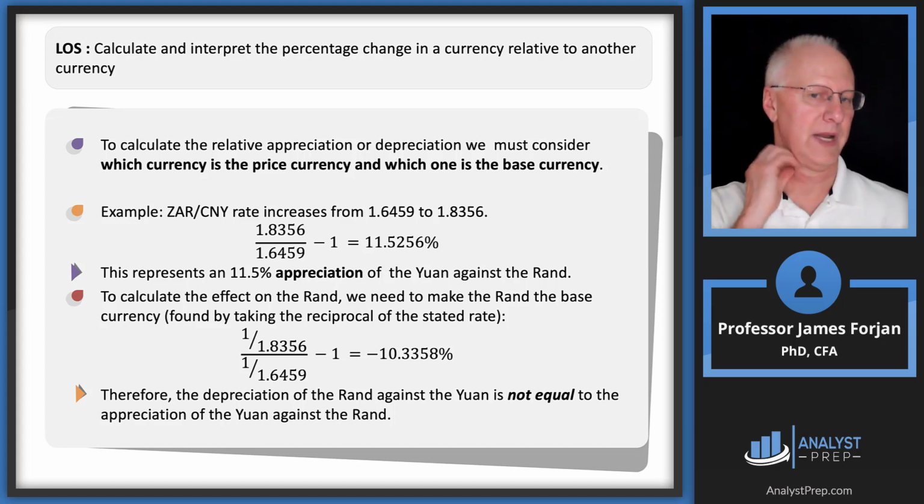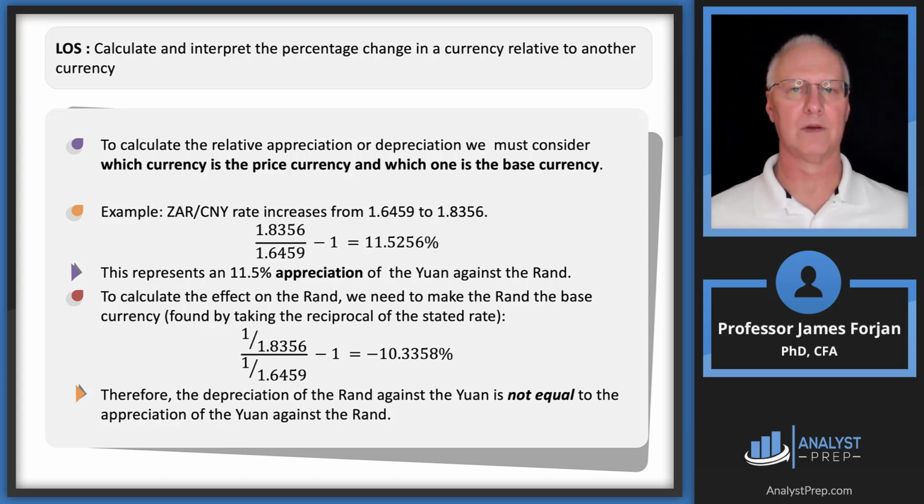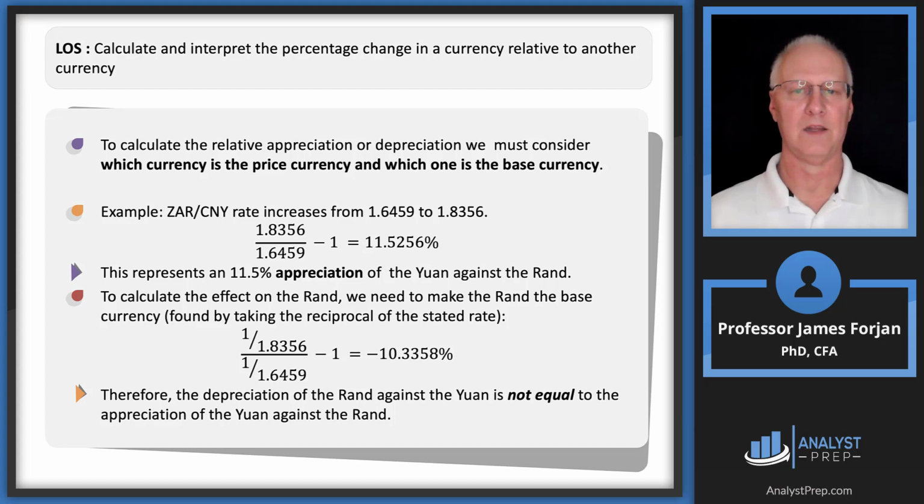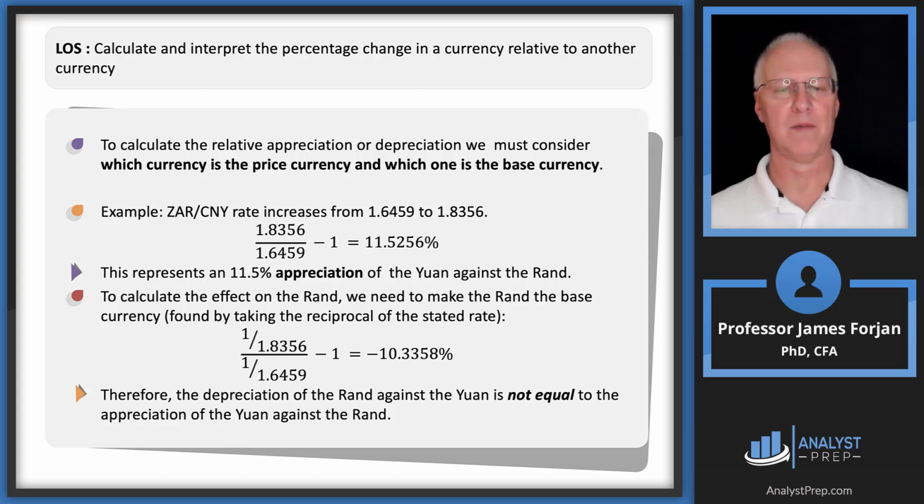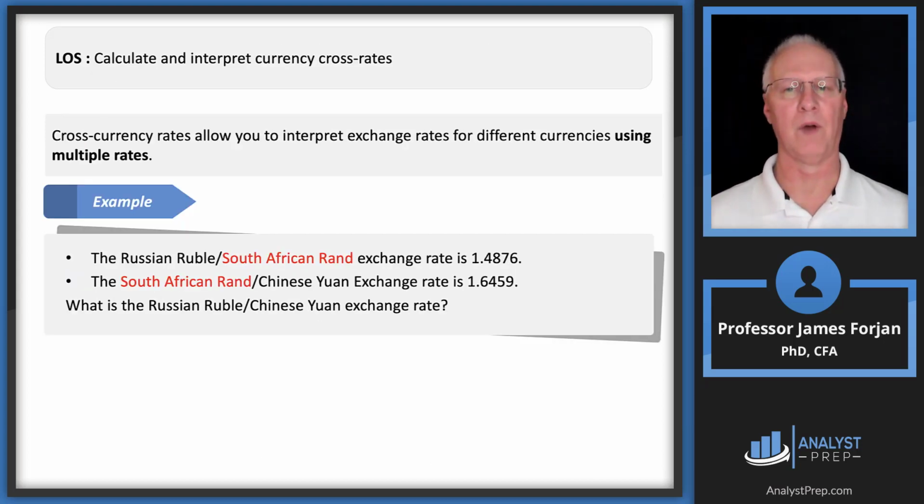Now, the reading doesn't do this, and we didn't bother putting it into the slide, but let me give you a little math shortcut. In order to get the rate of depreciation of the rand, all you need to do is put the 164 in the numerator and put the 183 in the denominator and subtract 1. You get the same 10.33. But readings like to throw reciprocals at you. So you can remember that shortcut or not. Either way, you'll probably get the answer correct.